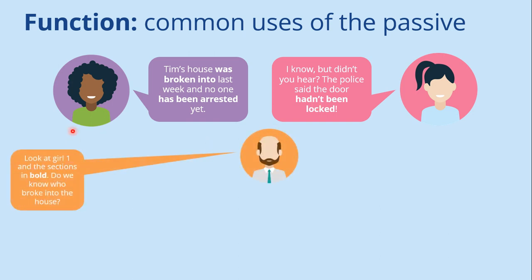Look at girl number one, this one, and the section in bold. Do we know who broke into the house? "Was broken into." Who broke into the house? The answer is no, we don't know. The next one, who usually arrests people for crimes? We understand that normally only the police officer does. The police. It is already known. It is widely understood. It is like a general truth.